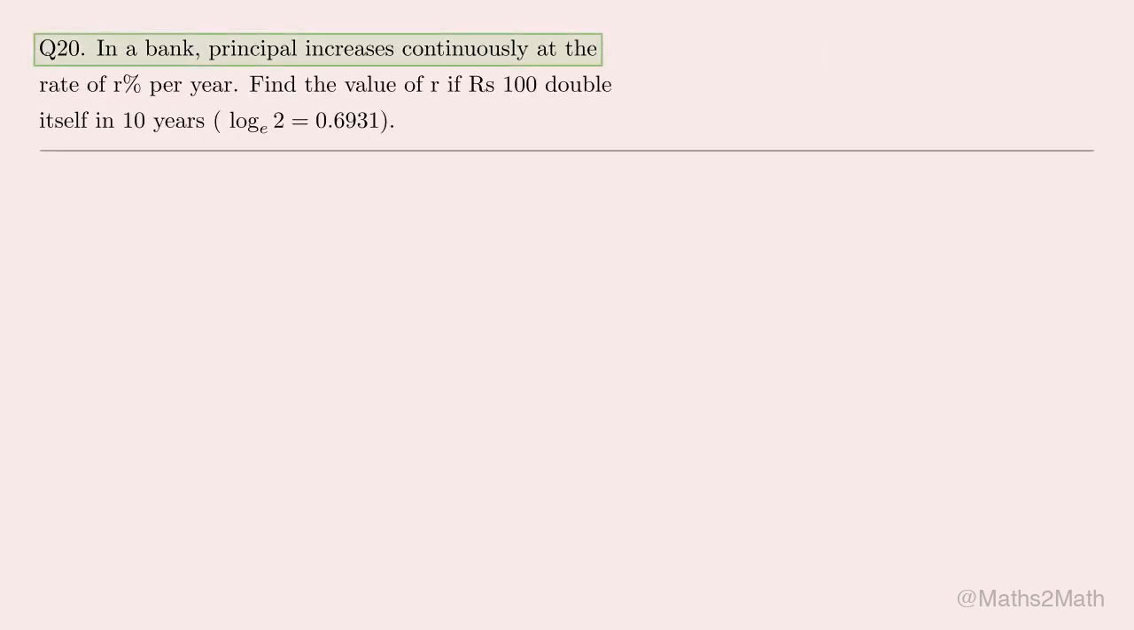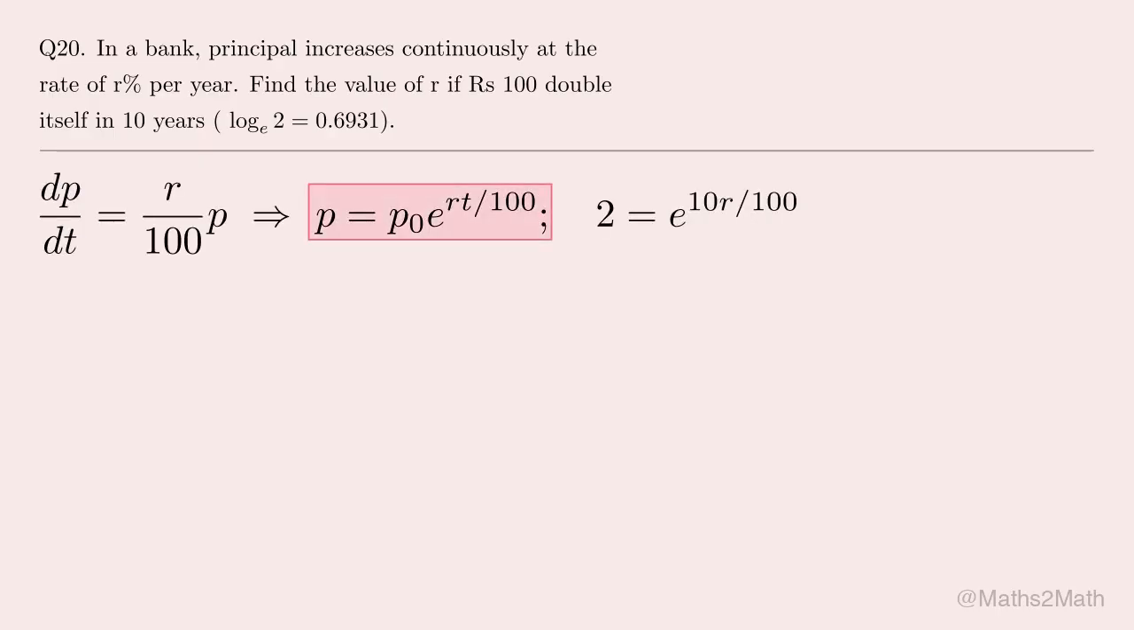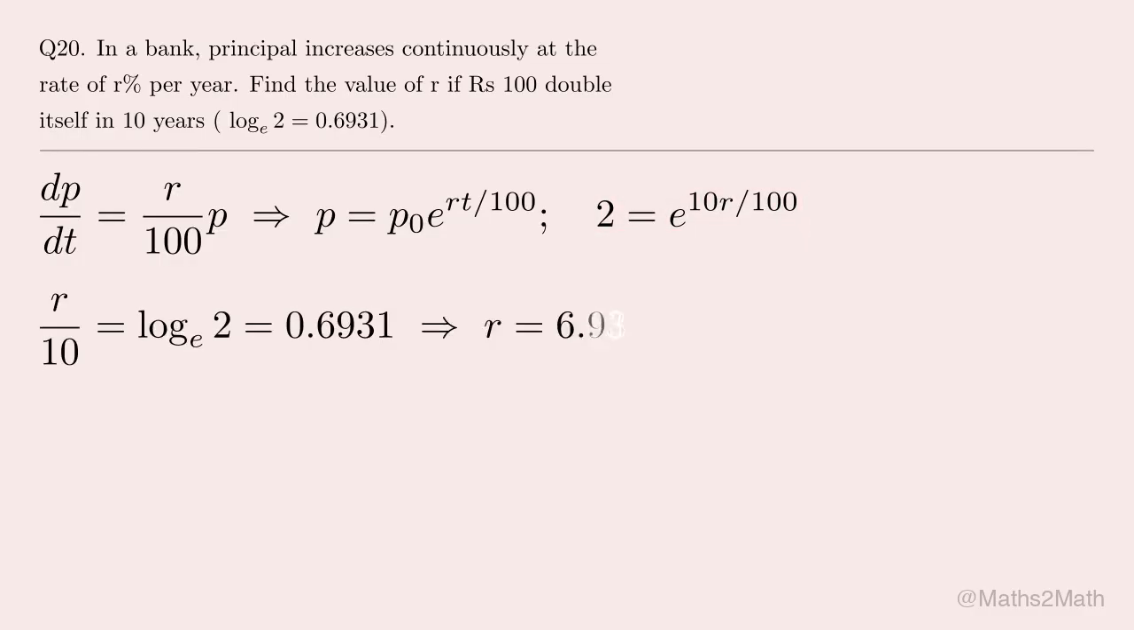Question 20. Continuous compounding, exponential growth in the principal. Doubling in 10 years pins down r. The growth law integrates to an exponential. Doubling gives the equation in r. Take logs. r is 10 log 2, about 6.93.